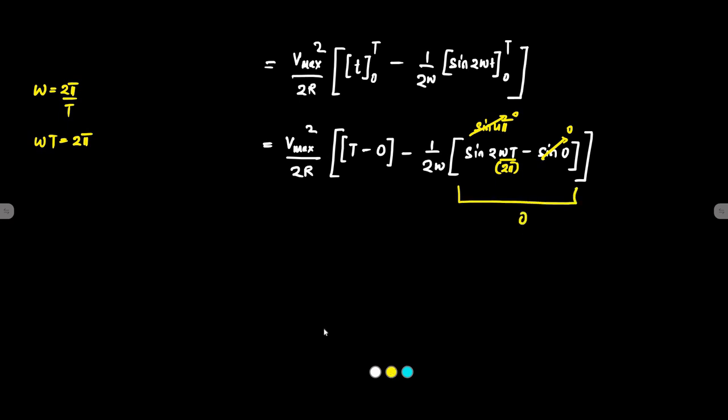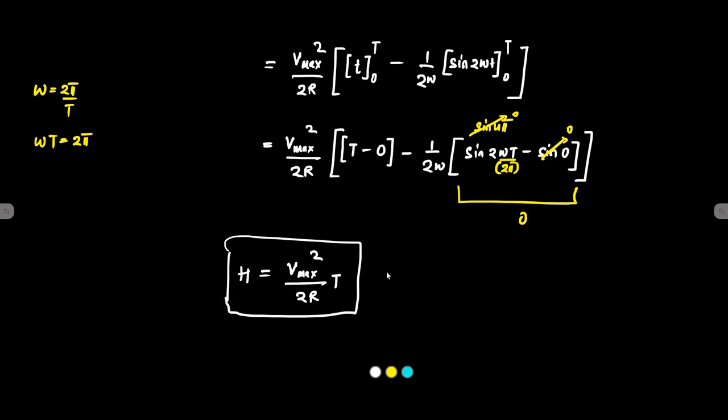So we are only left with this much portion. That is equal to Vmax² by 2R into T. This is the amount of heat that is produced by the AC voltage signal over the time duration capital T, for time period T.